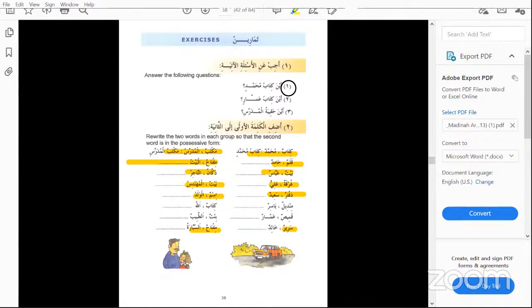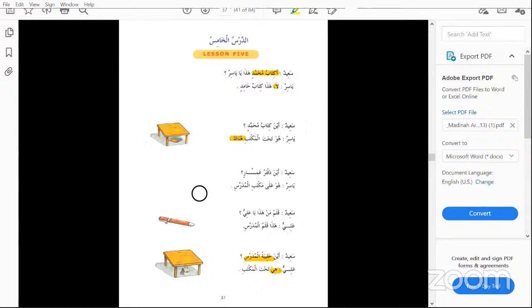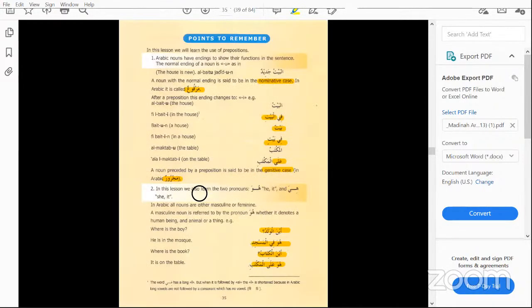So, sister, maktabul mudarrisi. When there's alif lam with a mudaf ilayh, you only have one kasra. Okay. And if the second noun comes without alif lam, it will be Baytu Abbasin, Ghurfatu Aliyin. Okay. And Baytul Muhandisi. So over here, Muhandisi.